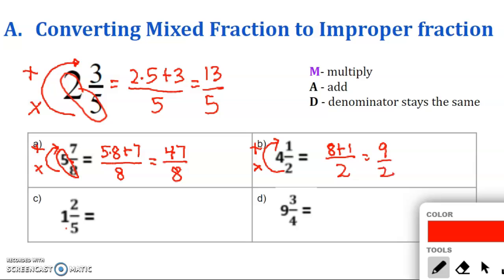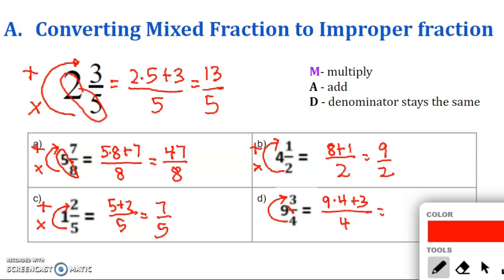What about this? Again, we're going from bottom to the top by multiplying and adding. So it's MAD: multiply, add, and denominator stays the same. So that's 1 times 5, which is 5, plus 2 over the denominator, which stays the same. So that's 7 over 5. Next, 9 times 4 plus 3, and the denominator stays the same. So the final answer is 9 times 4 is 36 plus 3 is 39 over 4.